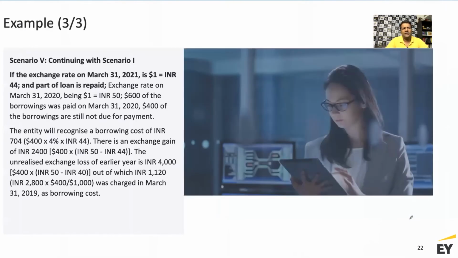Now let's look at scenario 4. Continue with the scenario 1, right? Scenario 1, remember, we moved from 40 to 50. And how much had we borrowed? We had borrowed $1,000 at the rate of 4%, whereas my domestic borrowing rate was 12%. Now, let's try and understand if the exchange rate on March 31st, 2021 is $1 to INR 44, and part of the loan is now repaid. We are adding one more complexity, right? A portion of the loan has now been repaid.